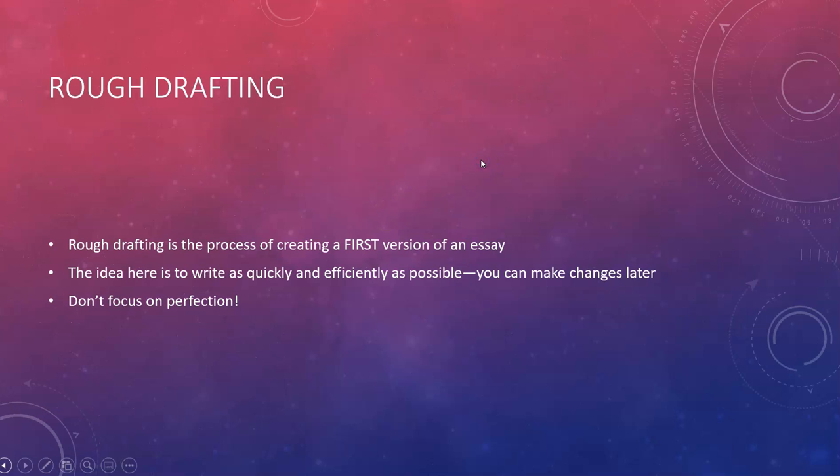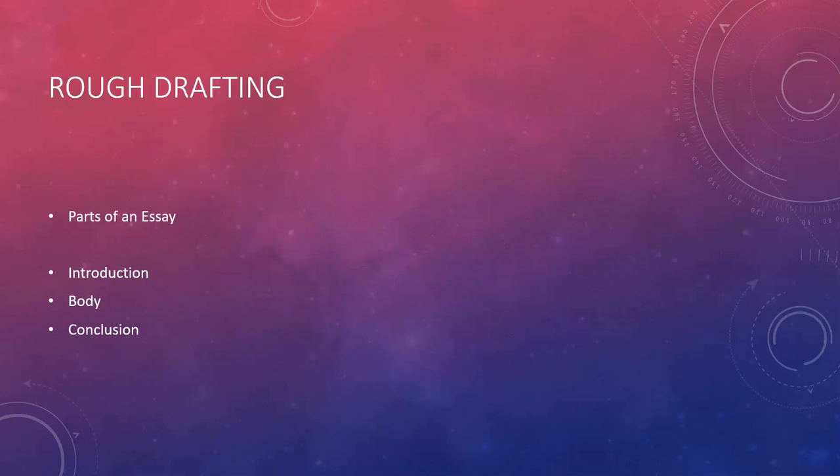So this week, in focusing entirely on rough drafting, just to define it, it's the process of creating a first version of an essay. And the idea with rough drafting is to write as quickly and as efficiently as possible, remembering always that you can make changes later. Rough drafting is not about perfection. It's about getting an actual product together, knowing that you're going to have time later on to look it over and to make any kind of changes that you want.